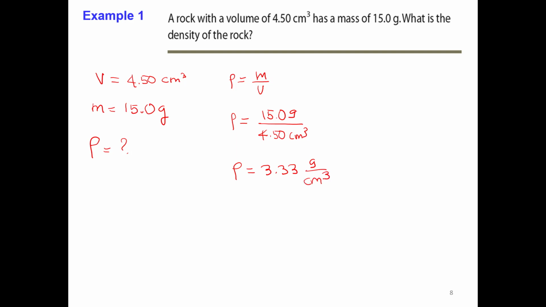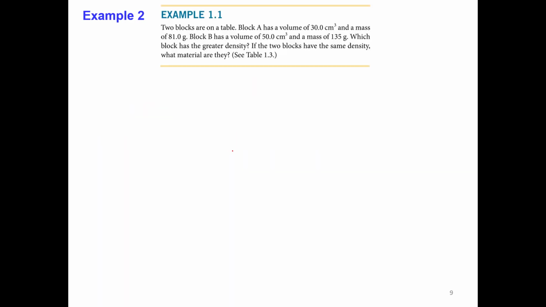And we know these are the right units because these are the units of the density. Even if we didn't have this part, if we had 3.33 grams per cubic centimeter, we know this corresponds to density by the units. And then this is the answer. Let's now move to the next example.